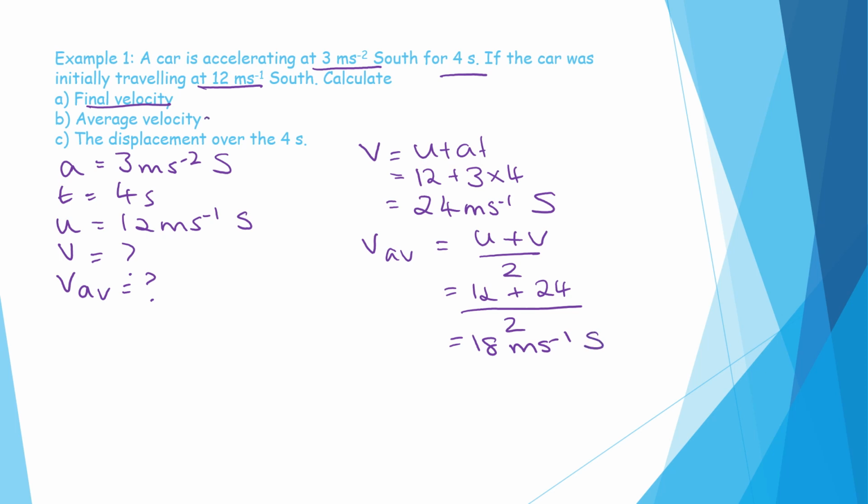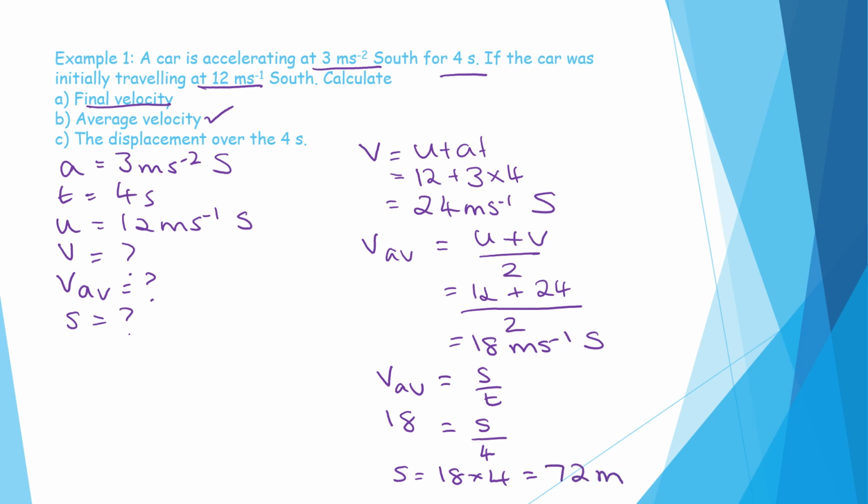Now the next step is we need to find the displacement. So the displacement, remember, can be calculated from the average velocity. So we know the average velocity is now 18. The displacement we don't know, but the time is 4. So the displacement is equal to 18 times 4, which comes out to be 72 meters. Now remember, displacement is a vector, so you must provide a direction, which is south.